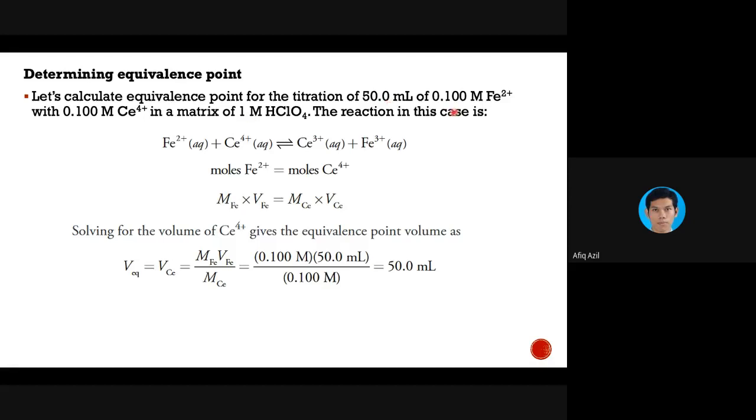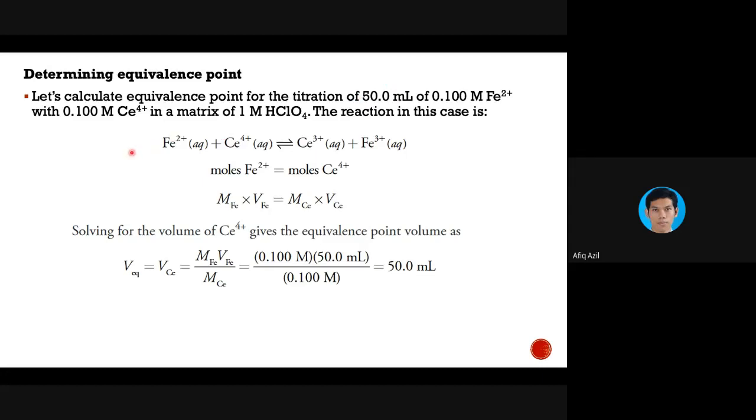So the reaction in this case involves this iron 2 plus and also cerium 4 plus. The volume has been given, and the concentration has already been given for this iron, but for cerium, only the concentration. So you just have to find out the volume. So how much of this cerium 4 plus is needed so that it will be in equivalence. Equivalence point means both oxidant and reductant should be in equal amount.